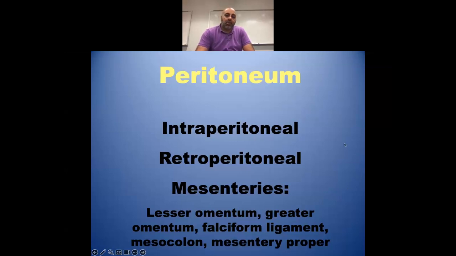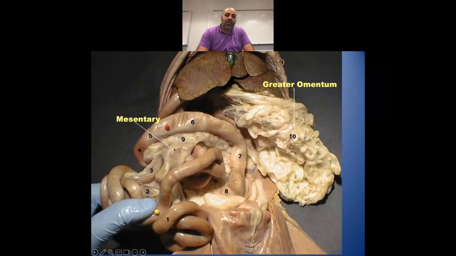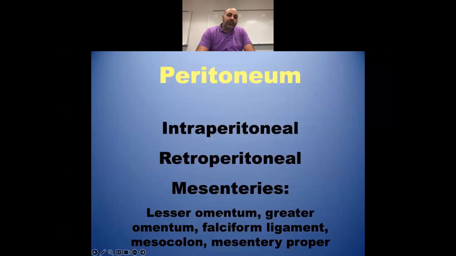Mesocolon and mesentery proper, that's just these portions here. That's mesentery proper. And then mesocolon is around the large intestine. Okay.